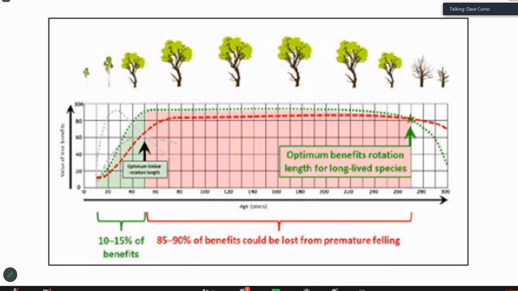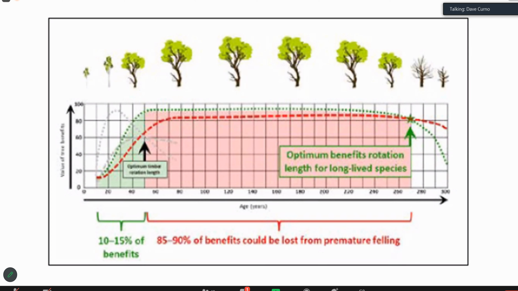This graph has been used by foresters, and this grey dotted line here shows the benefit for timber purposes, and basically this point is when you should harvest the tree for timber, which is about 50 years old. So the tree hasn't actually maximized its carbon dioxide uptake by then.